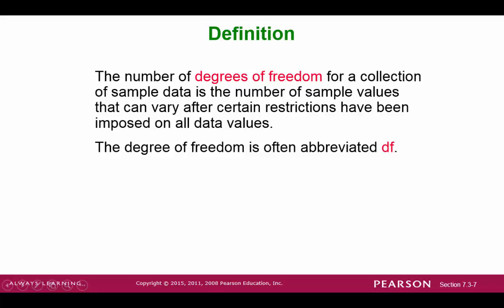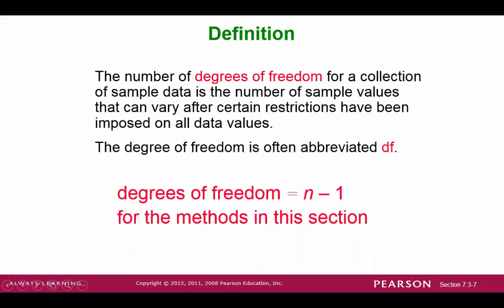By definition, the number of degrees of freedom for a collection of sample data is the number of sample values that can vary after certain restrictions have been imposed on all the data values. We usually use df for the degrees of freedom. For this section, the degrees of freedom will be n minus 1. That's the sample size minus 1.